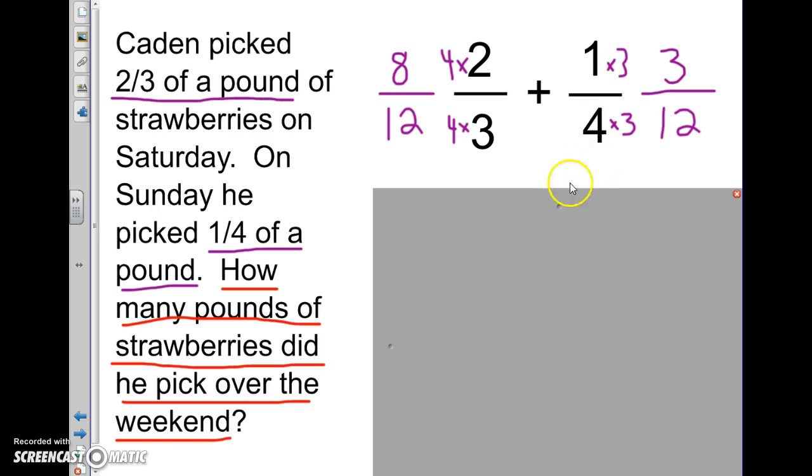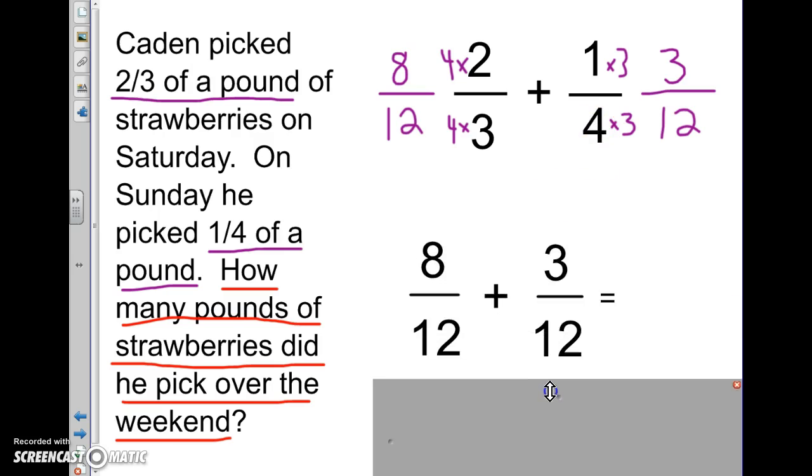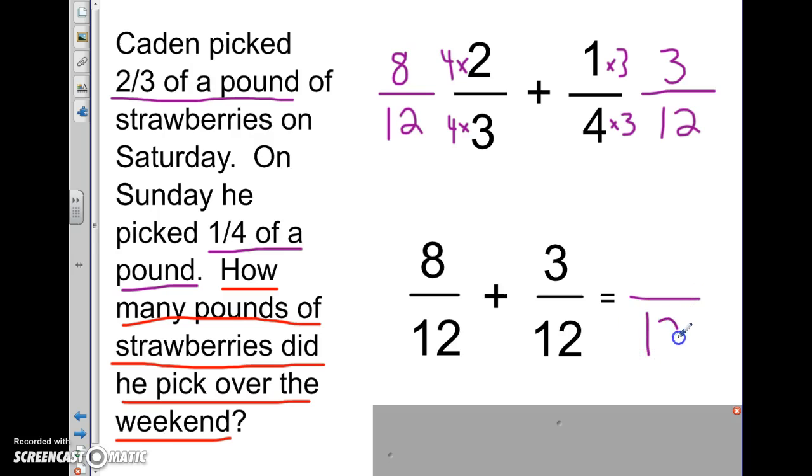So what I'm really doing here is adding 8/12 plus 3/12. Now, because we're talking about the same size pieces, we're talking about 12ths, right? It's just a matter of how many of them. We've got 8/12, and then we've got 3/12, and 8 plus 3 equals 11. And that's how you add unlike fractions in a story problem setting.